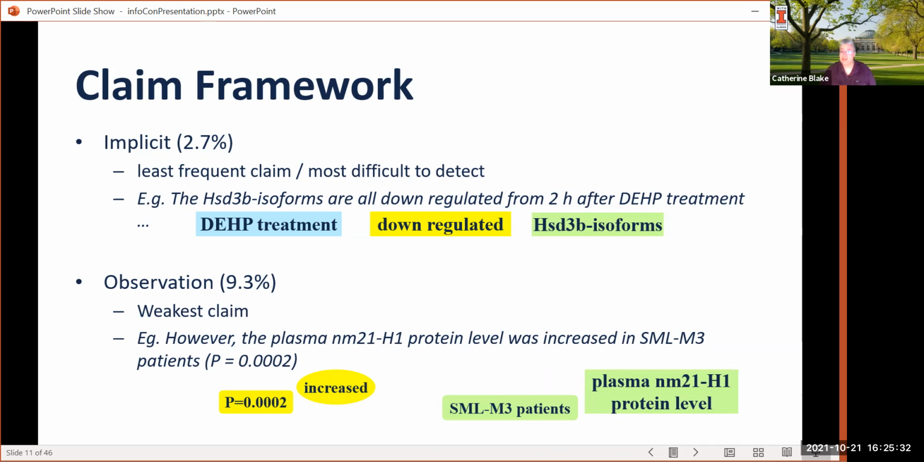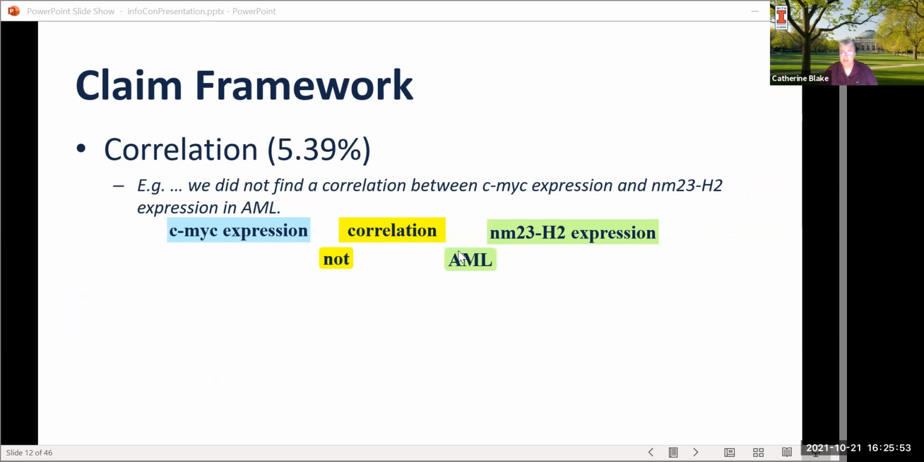Observations are the weakest kind of claim, where you know that something's changed, but you don't know what caused the change. And I should say that the claim framework is a sentence by sentence analysis tool. So it may be that the previous sentence told you what the agent was, but it's not in the current sentence that you're analyzing. Correlations or associations simply tell you that there's a relationship. It might be positive, it might be negative, but it's some kind of relationship between 2 entities.